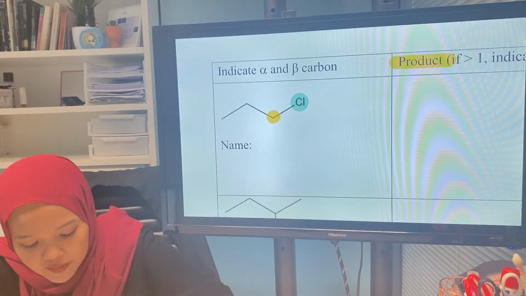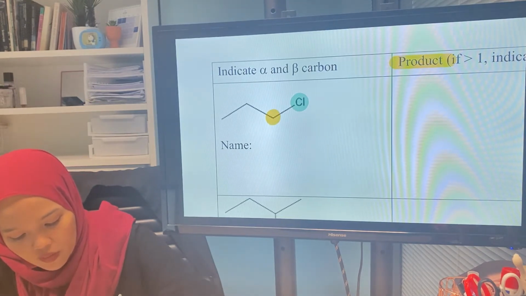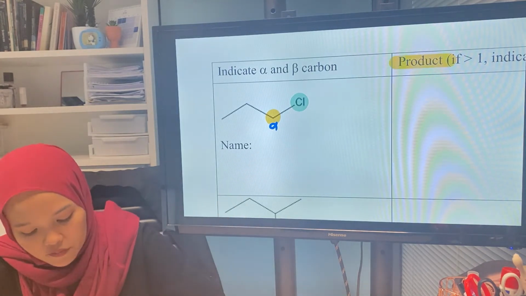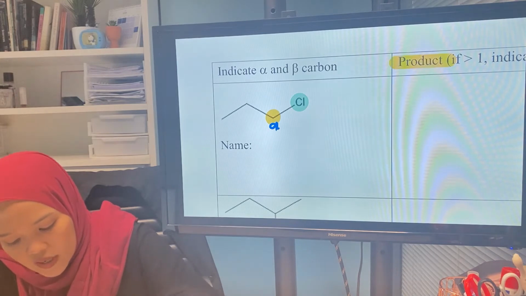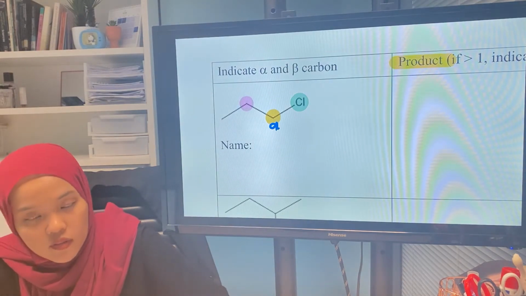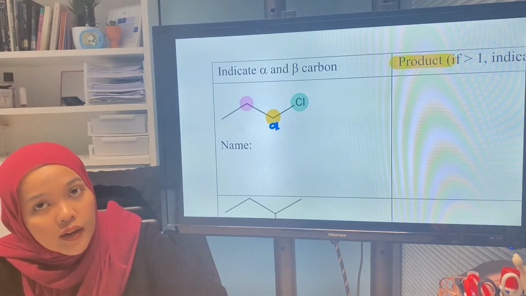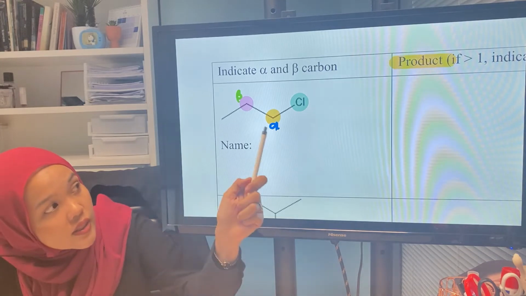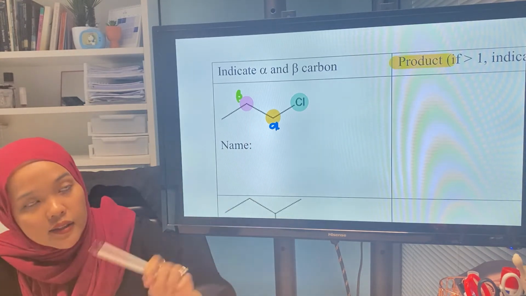So the carbon that is attached to it is what we call the alpha carbon. Okay, so this is the alpha carbon. And then the carbon attached to the alpha carbon is what we call the beta carbon. So this is the alpha carbon, this is the beta carbon.